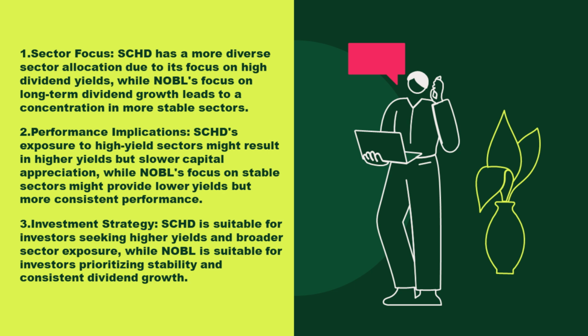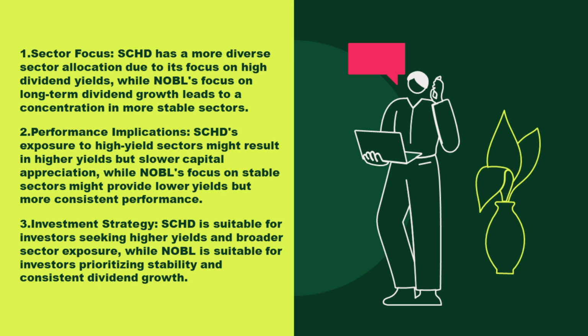The emphasis on high dividend yield can lead to significant exposure to sectors like utilities and telecommunications, which are known for stable dividend payments but might not have the same growth potential as other sectors. NOBL, on the other hand, tracks the S&P 500 Dividend Aristocrats Index, which consists of companies that have consistently increased their dividends for at least 25 years.